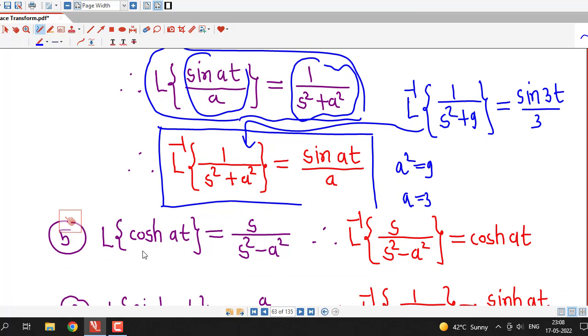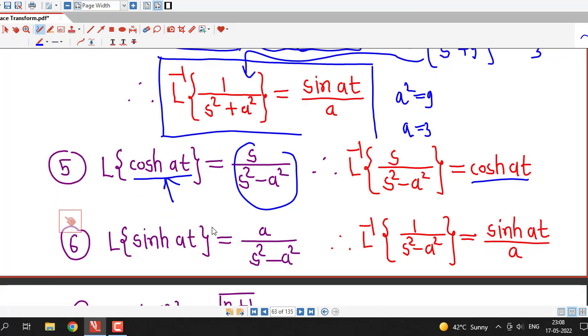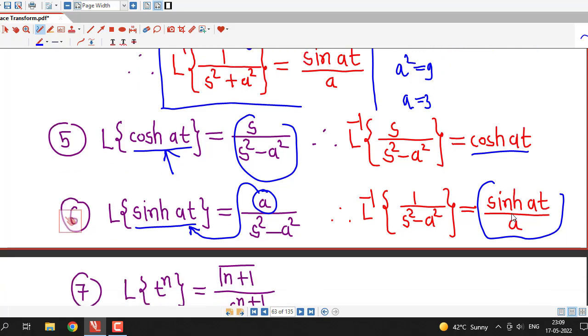Similarly, we know this formula: Laplace transform of cos hyperbolic at is s divided by s square minus a square. Therefore L inverse of s divided by s square minus a square will be cos hyperbolic at. And Laplace transform of sin hyperbolic at is a divided by s square minus a square, and if we transfer this a in the division of this sin hyperbolic at, then we have the formula for L inverse of 1 divided by s square minus a square equal to sin hyperbolic at divided by a.